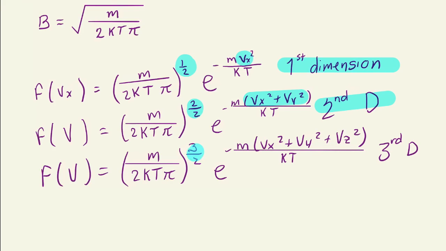If we are in a third dimension, then the exponent for the constant b would be 3/2. And for velocity, we would have three components. So we would have velocity in x to the 2, velocity in y to the 2, and velocity in z to the 2. So it changes depending on which dimension we're talking about.